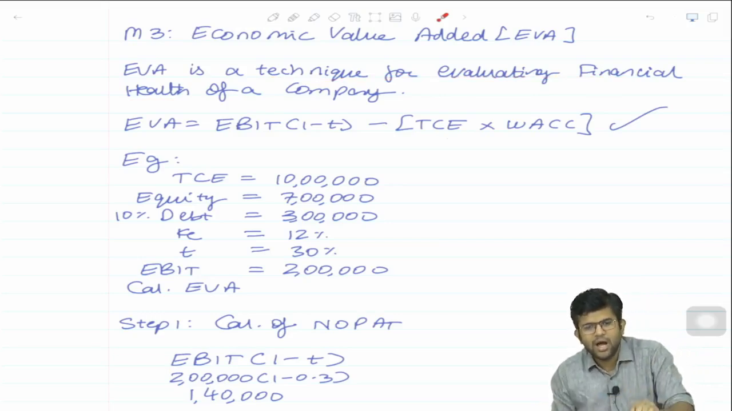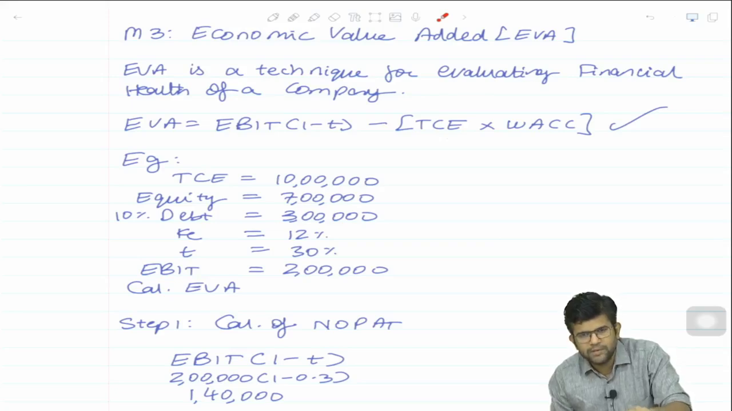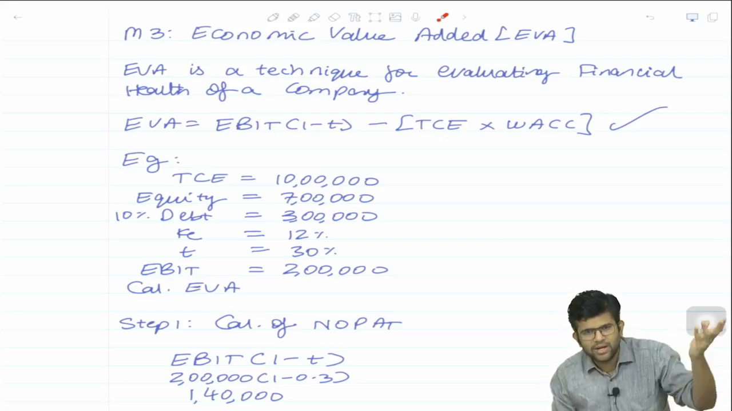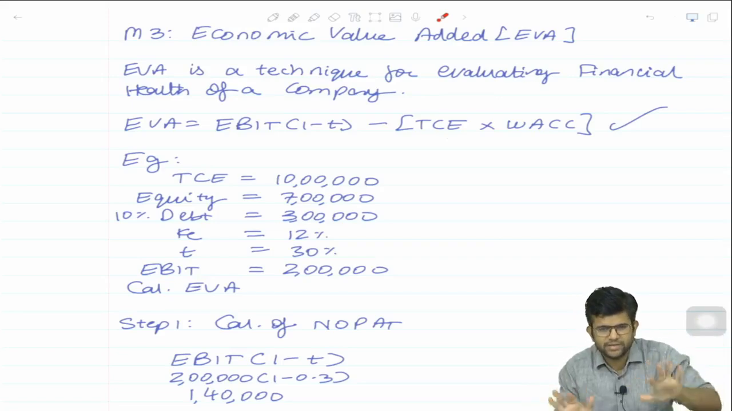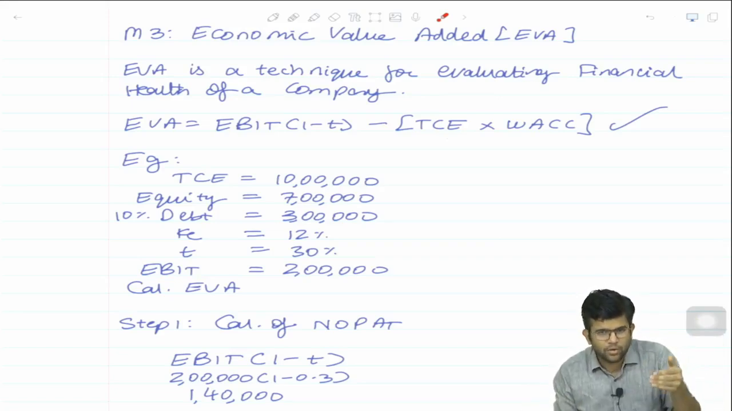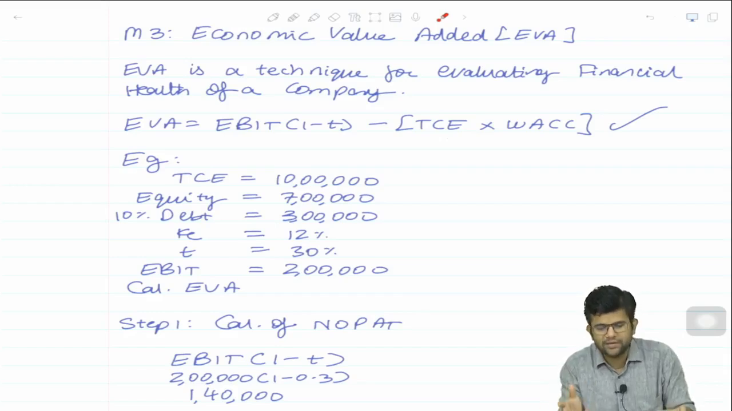You understood how to do it? Very simple. EBIT (1 minus T), total capital employed into WACC, difference, that's it. But then what could be the logic of it? Think. Everyone please start writing first, don't waste time.